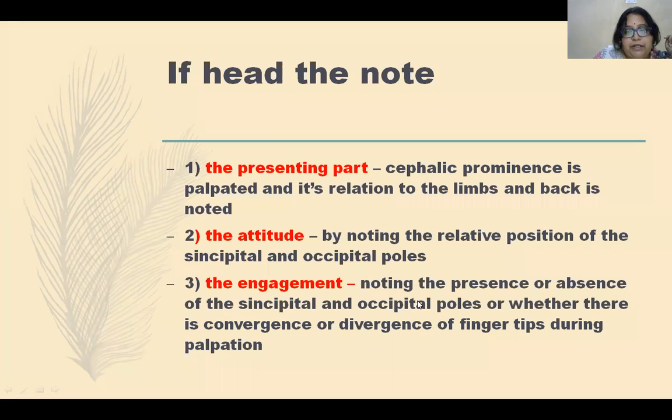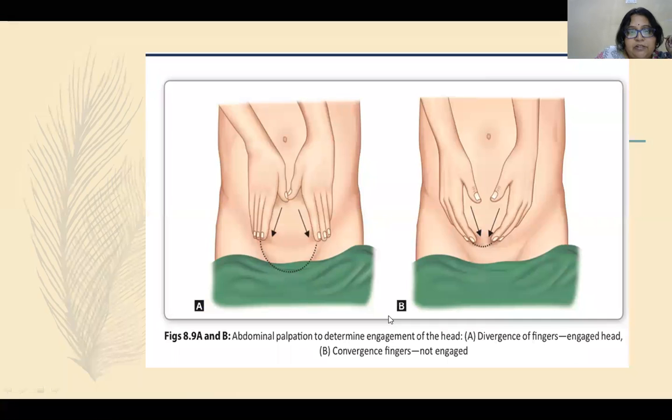Next, the engagement. You will know the presence or absence of sincipital and occipital poles, and whether there is any convergence of the fingers. See, this is how. If the fingers are diverging, it means the head has entered the pelvis. That means the head is engaged. And if the fingertips are converging, it means the head is still palpable and not engaged. So you will also note engagement.